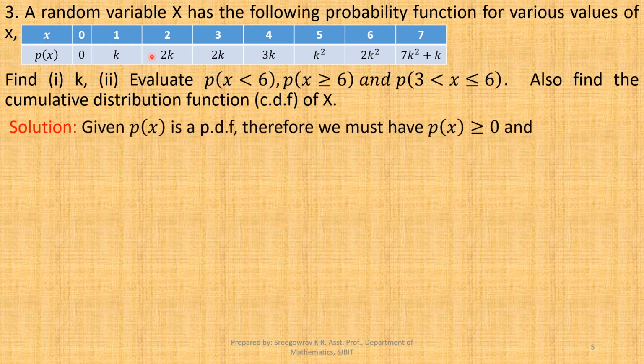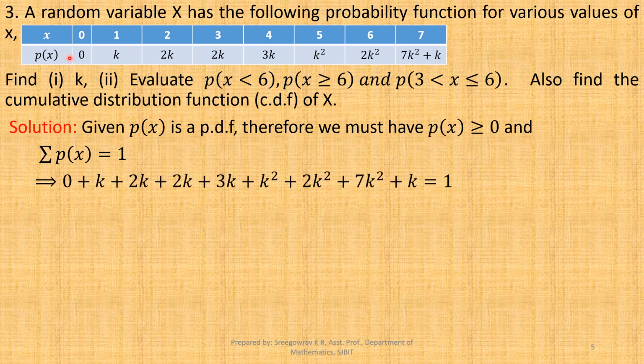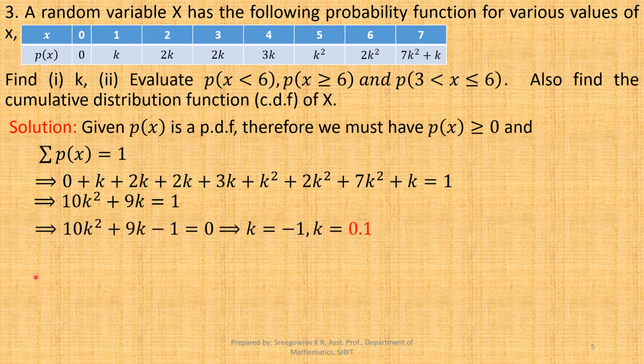Given p of x is a PDF, therefore we must have p of x greater than or equal to 0 and summation of p of x is equal to 1. By using the second condition, we are going to find the value of k, that is, add all the values of p of x, and we arrive at the quadratic equation 10k square plus 9k minus 1 is equal to 0. Solving in the calculator, we get the two values, k is minus 1 and 0.1. So which value do we need to choose?